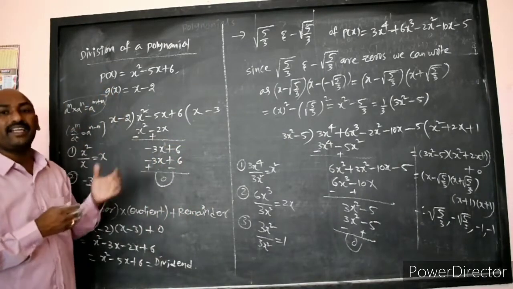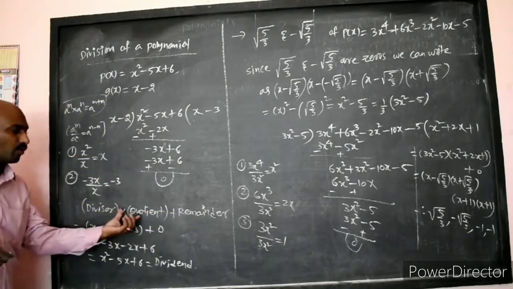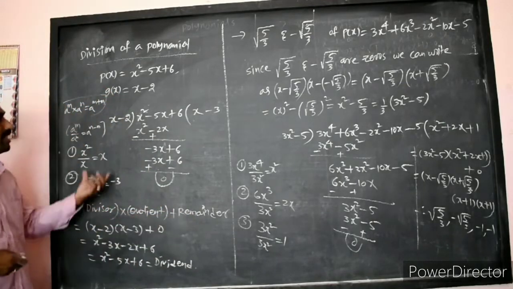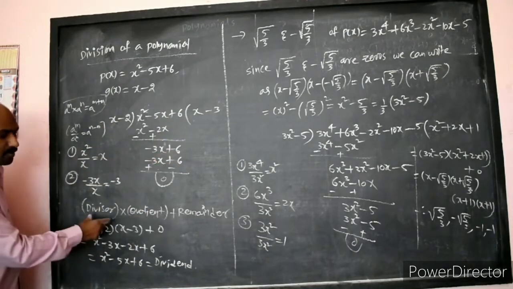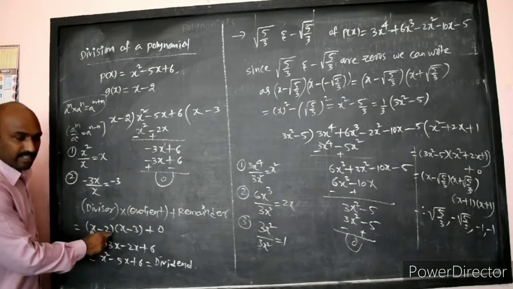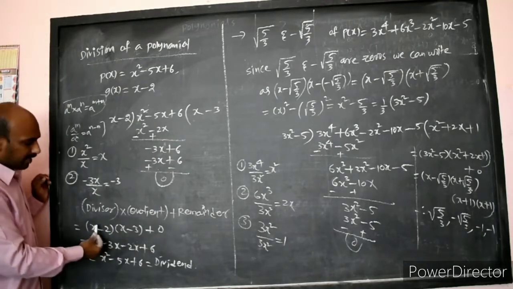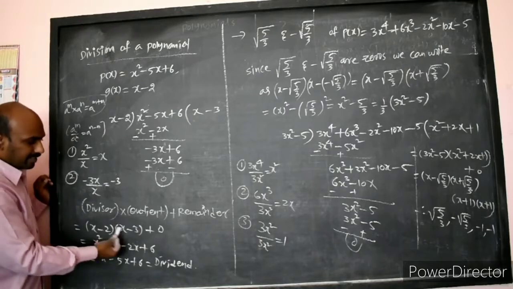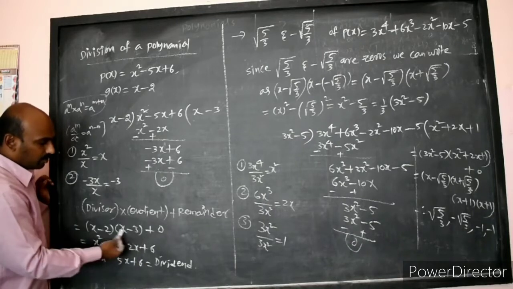Then we can verify this process by the division algorithm. How can we verify? Divisor into quotient plus remainder. Here the divisor is x minus 2, the quotient is x minus 3, the remainder is 0. Substitute the values, you will get x minus 2 into x minus 3 plus 0. Then multiply each term: x into x, x square, x into minus 3, minus 3x, minus 2 into x, minus 2x, minus into minus plus, 2 threes are 6.